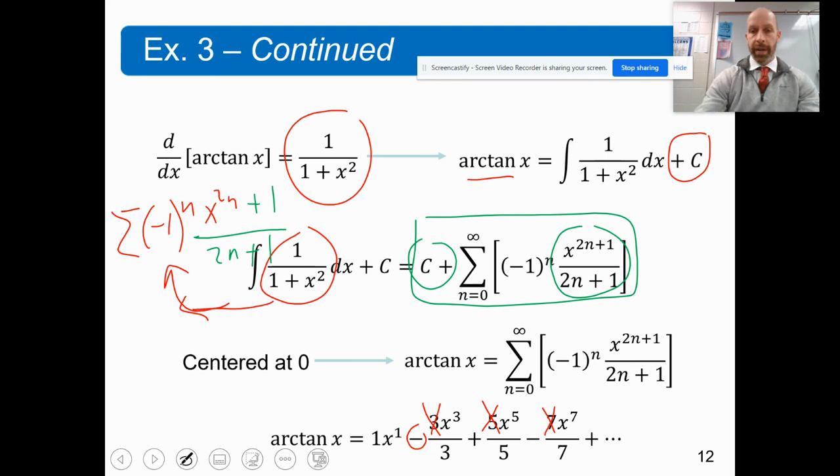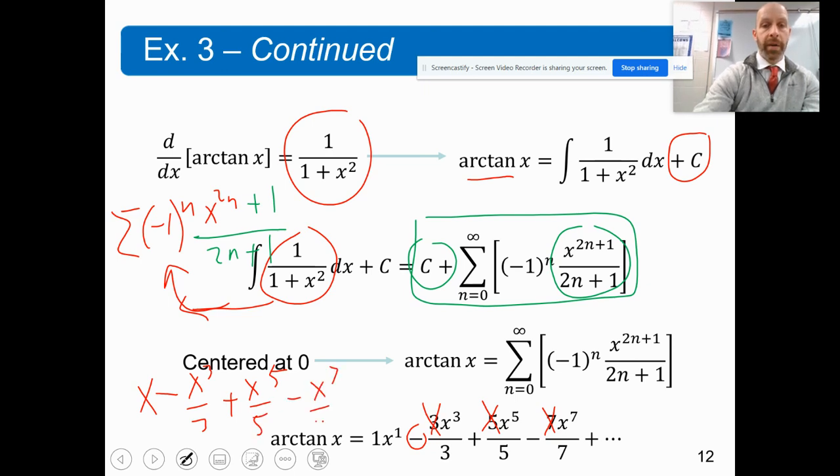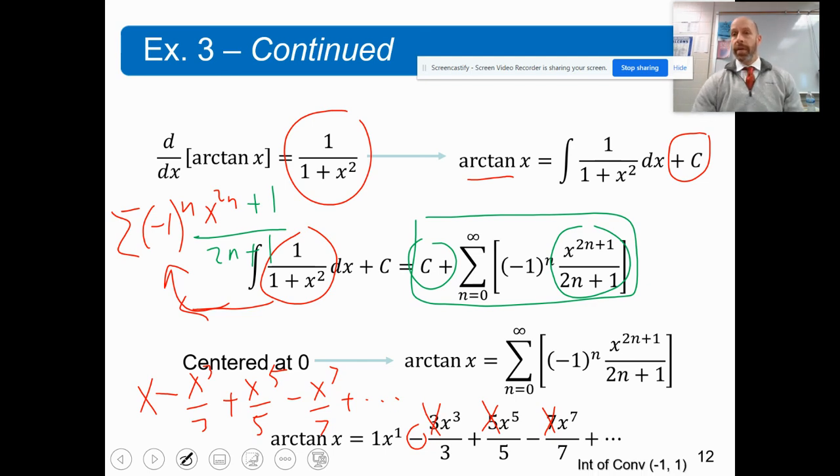So the answer is, in fact, let me just go ahead and write this correctly. It should be x minus x to the third over 3 plus x to the fifth over 5 minus x to the 7th over 7, etc. And the interval of convergence on this one is negative 1 to 1. So that will be that.